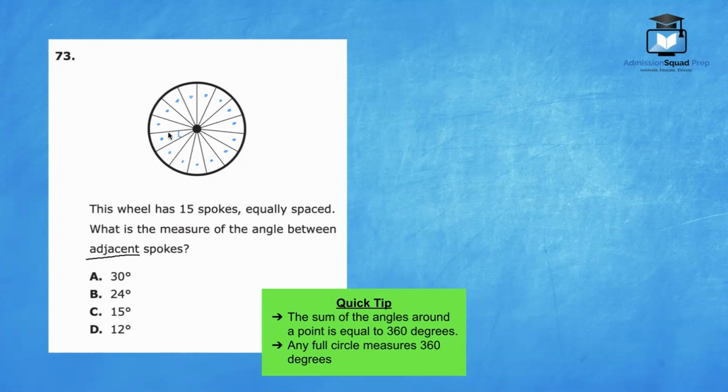To determine the angle of one of the sectors, we're going to take 360 degrees and divide by 15. 15 goes into 36 two times with a remainder of 6, and 60 divided by 15 is 4. So each sector, which is basically the space in between two of the spokes, has a degree measure of 24 degrees. So B is the correct answer.